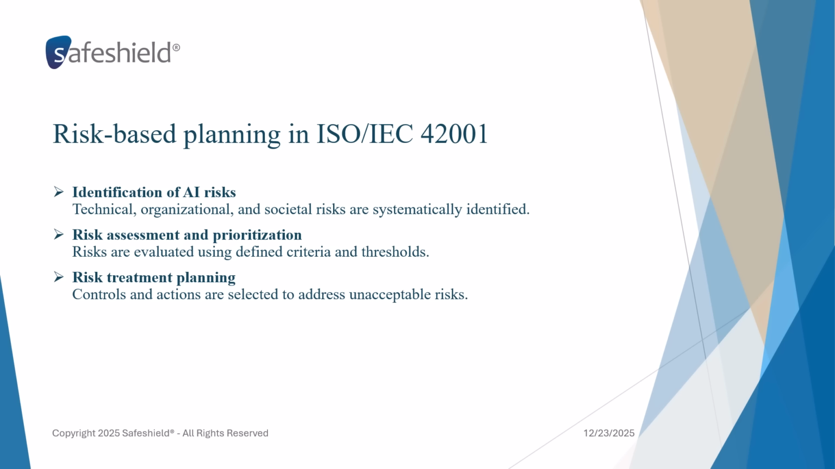Auditors will examine whether the risk register reflects the actual AI inventory and whether the assessment approach is consistently applied. They will also test whether treatment actions were implemented and whether effectiveness is evaluated. Stagnant risk registers, missing reassessment triggers, and undocumented acceptance decisions are frequent weaknesses. AIMS planning must remain dynamic as systems change, data changes, and regulatory expectations evolve.